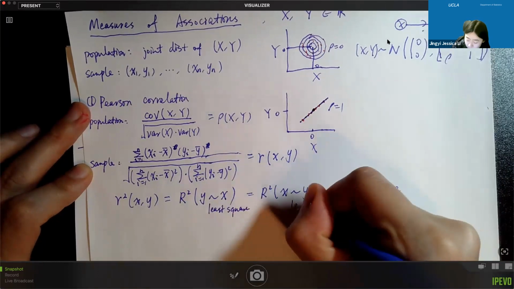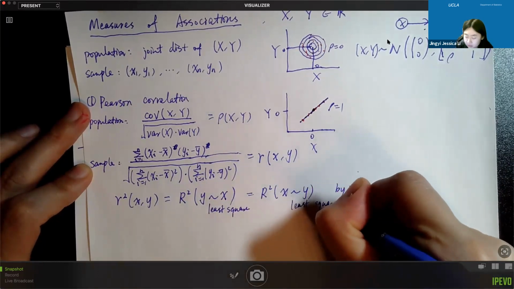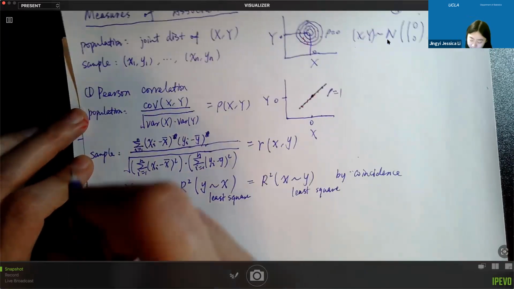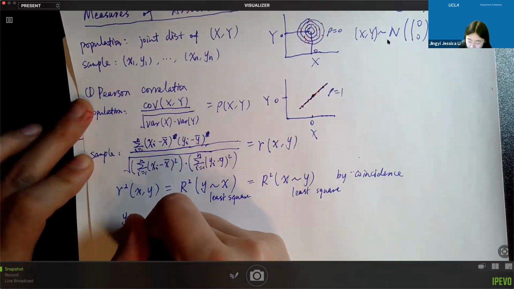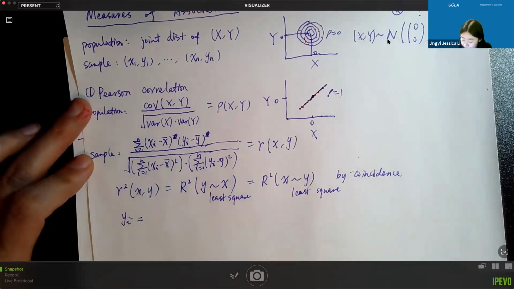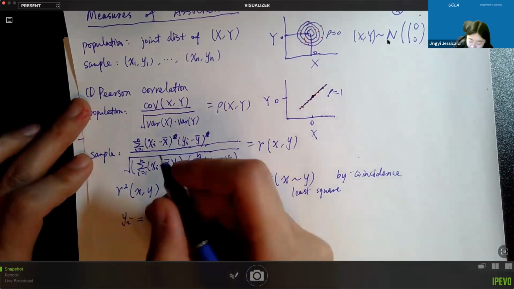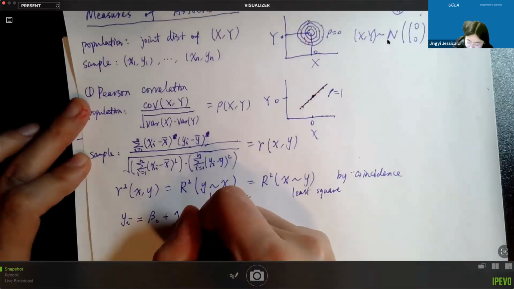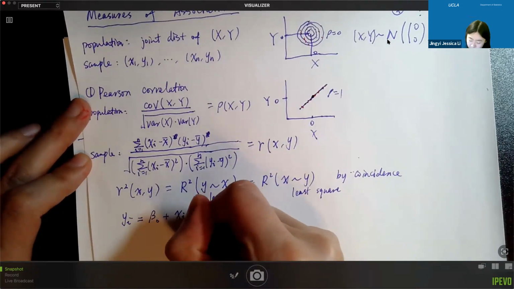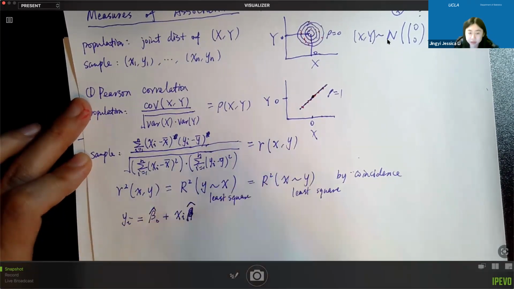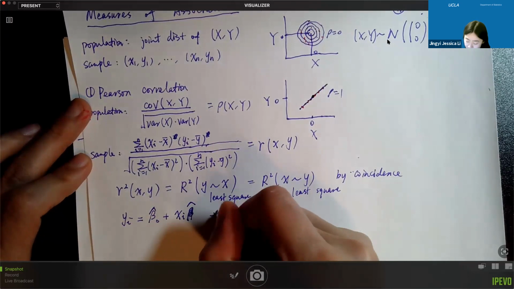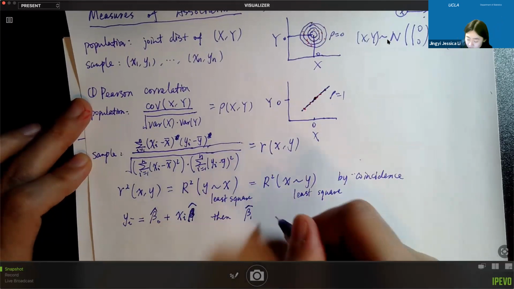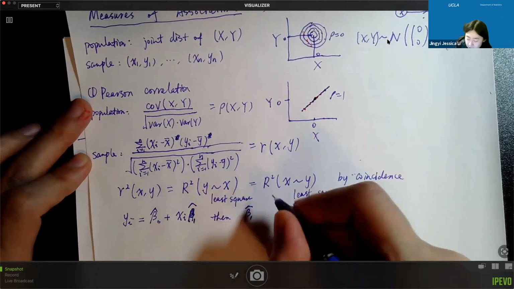This is the least square regression. Although we know that they are not symmetric, let's say this. If I write yi equals beta 0 hat plus xi beta 1 hat from least square, then I know that beta 1 hat has this formula.